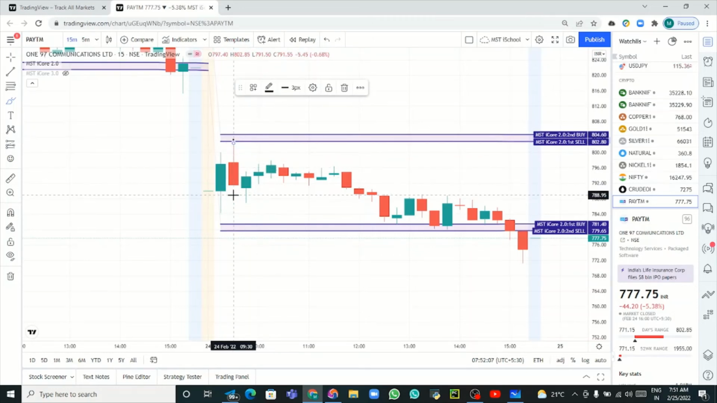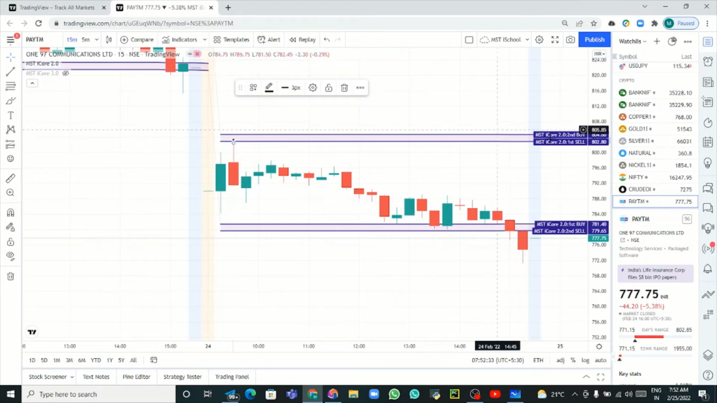See the high made was 802.85 and our sell entry was 802.80. So exactly our sell entry got activated. In fact, it went 5 paisa extra to our sell entry. Then it has fallen like anything. So we have got a very good, perfect, accurate sell entry and all our targets have been achieved.